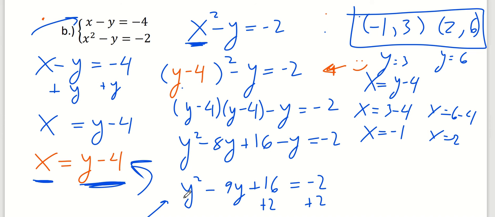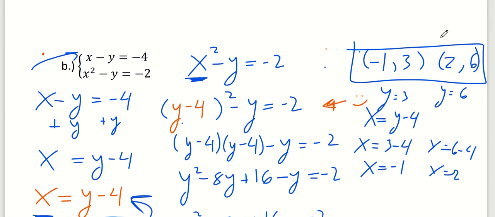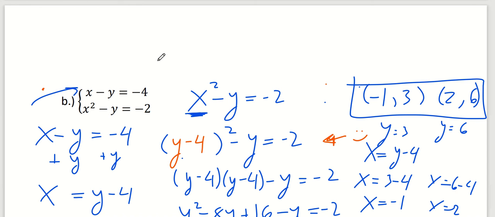So we have two solutions to this system. They are negative 1, 3 and 2, 6. It's worth asking the question that we just said a moment ago. We get one solution, no solution, or infinitely many solutions. How can we get two solutions like this? And well, the answer is, if you look at the second equation, this one wasn't linear. This was x squared minus y equals negative 2.